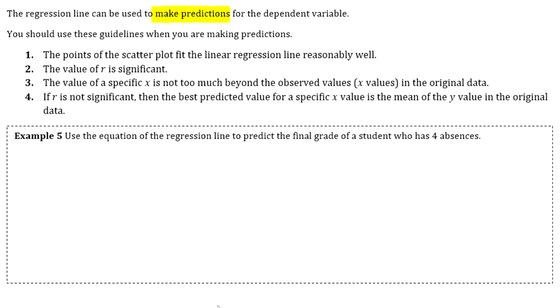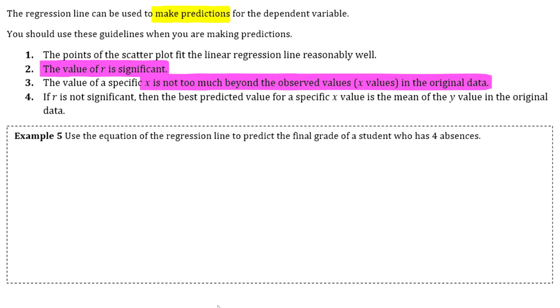Your second guideline is that the value of R must be significant. The third is that the value of a specific X is not too much beyond the observed values in the original data set. So that's an important one. The regression line was formed from the original data, which means that it's going to be accurate for that range of data values. If you go too far outside that range, then it might happen that it's not accurate anymore. So you want to watch out for that.